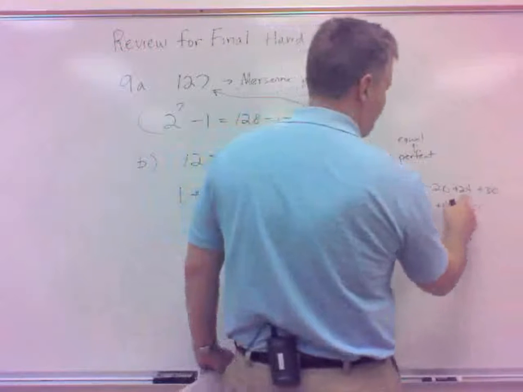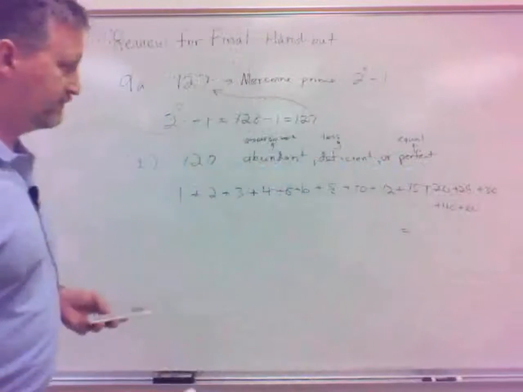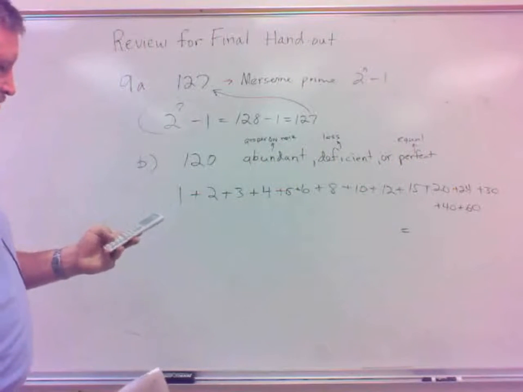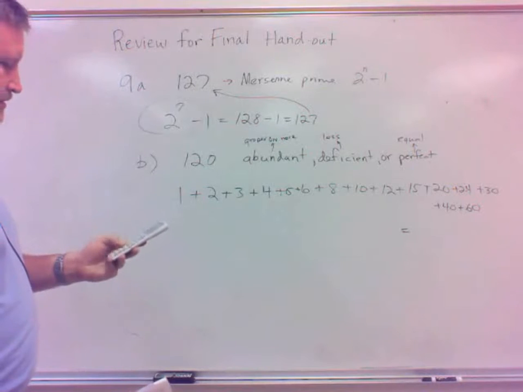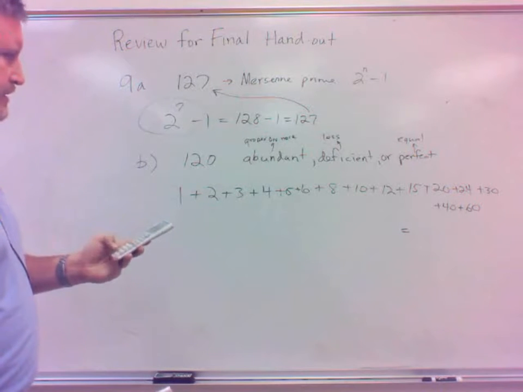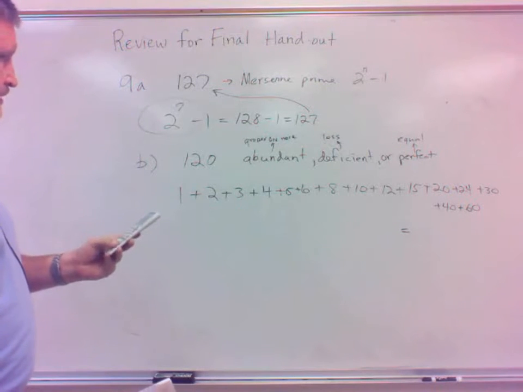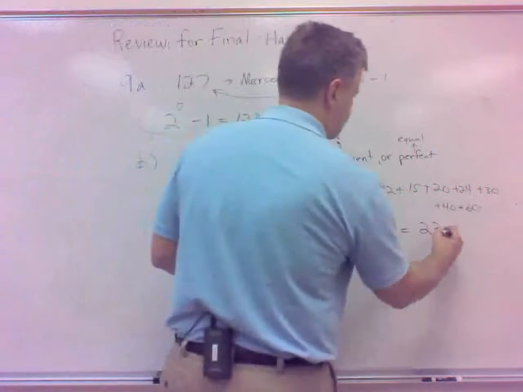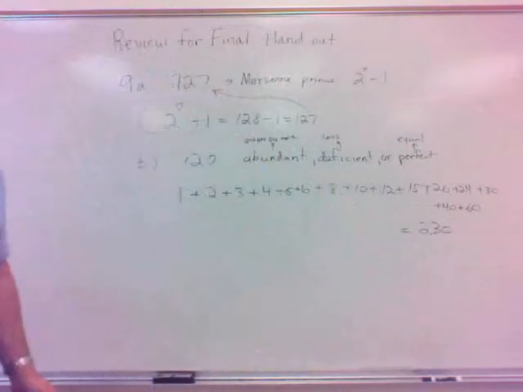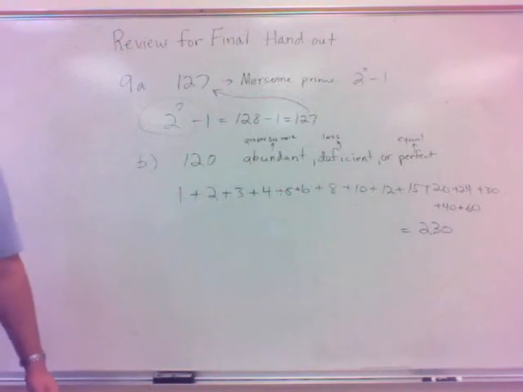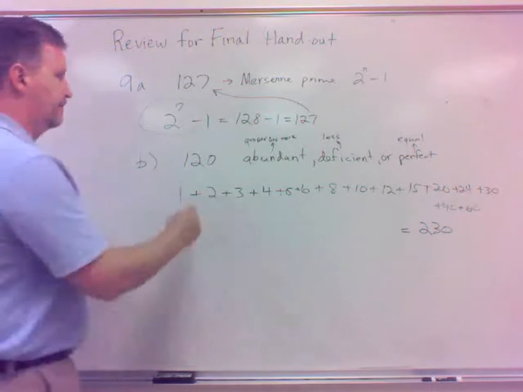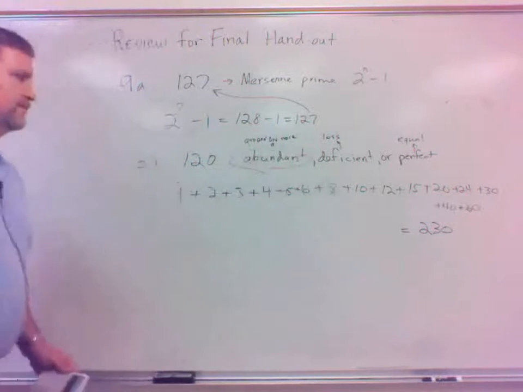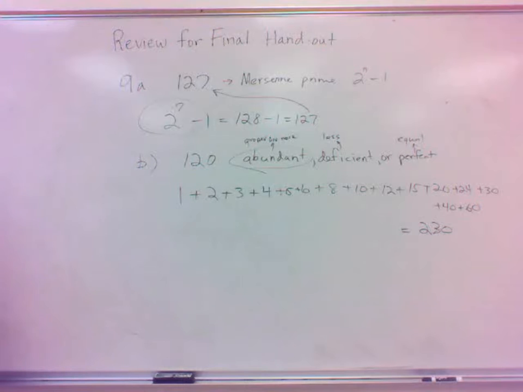All right, 130, 54, 74, 27, 18, 11, 10. I think it's about 230. So the proper divisors add up to 230. It's abundant, yeah. 120 would be abundant. Okay. With me on that?